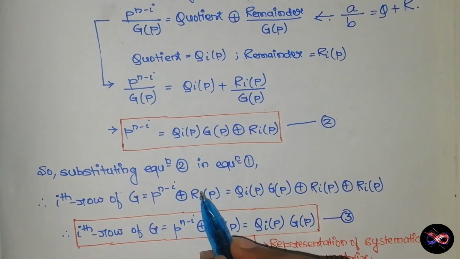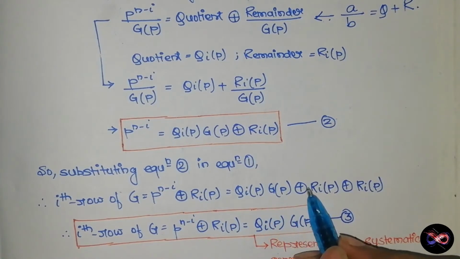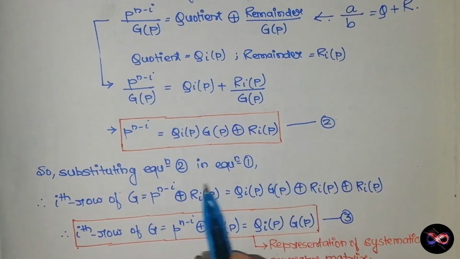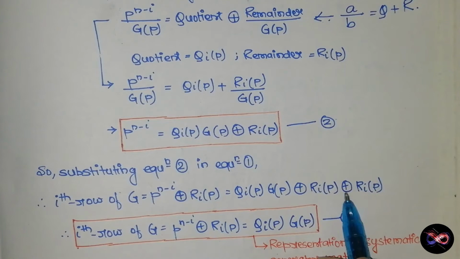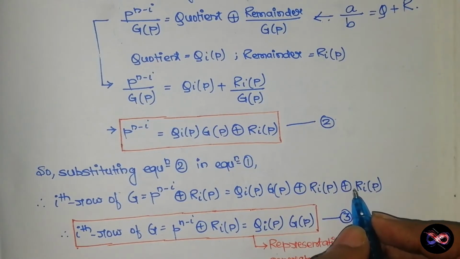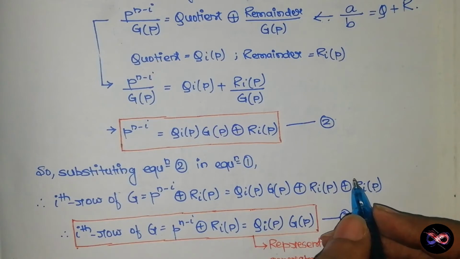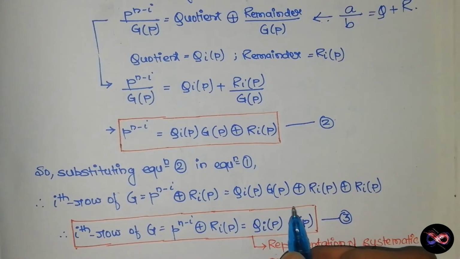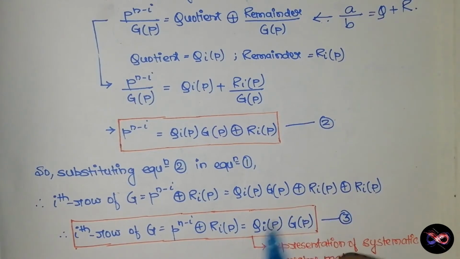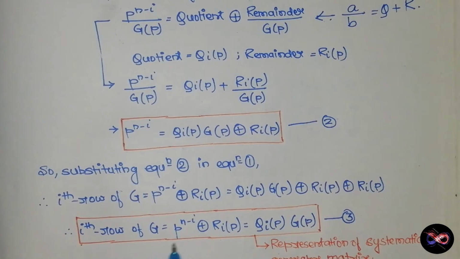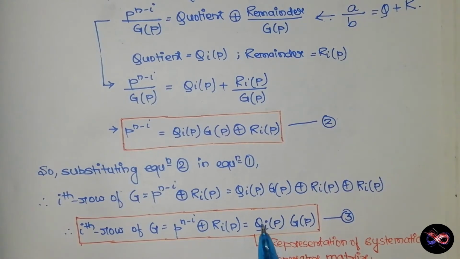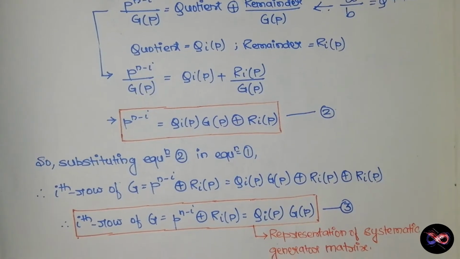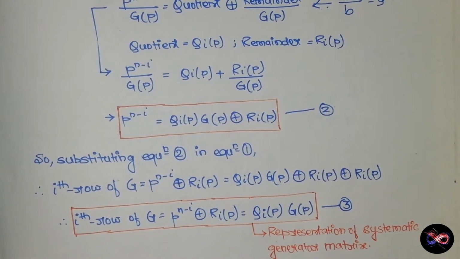So p to the power n minus i is equal to q_i(p) into G(p) XOR r_i(p). Again there will be another r_i(p). So we know in the modulo 2 addition, two same quantities result in 0. So r_i(p) XOR r_i(p) will result in 0. So q_i(p) G(p) plus 0 will be q_i(p) G(p). So we got the ith row of the generator matrix as p to the power n minus i XOR r_i(p), or rather we can represent it in terms of the quotient, that is q_i(p) G(p). So this is the representation of the systematic generator matrix.